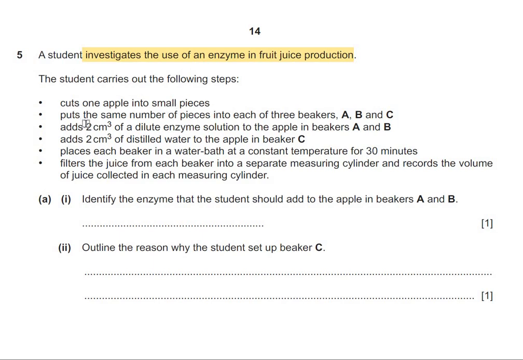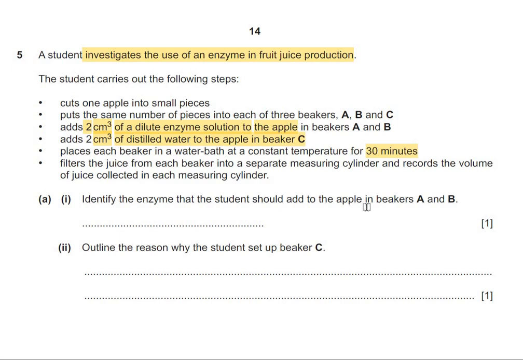Cuts one apple into small pieces, puts the same number of pieces into each of the 3 beakers A, B, and C. Adds 2 centimeter cube of a dilute enzyme solution to the apple in beakers A and B, and adds 2 centimeter cube of distilled water to the apple in beaker C. So they added 2 centimeter cube of the enzyme solution in 2 beakers and 2 centimeter cube of water in 1 beaker. Places each beaker in a water bath at a constant temperature for 30 minutes. Filters the juice from each beaker into a separate measuring cylinder and records the volume of the juice collected in each measuring cylinder.